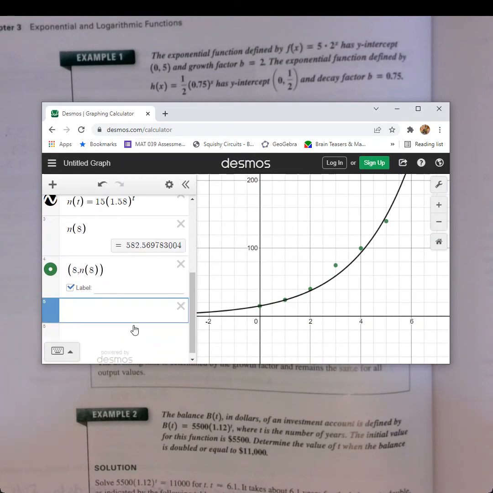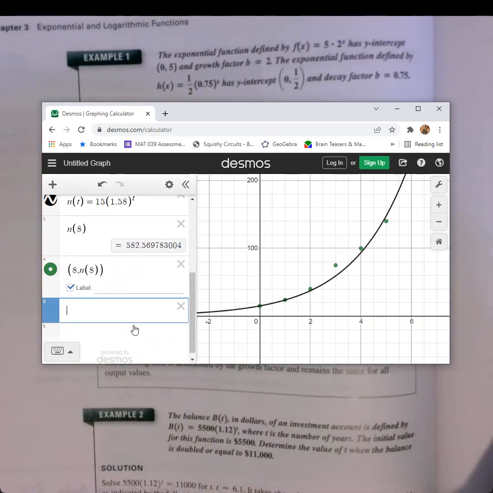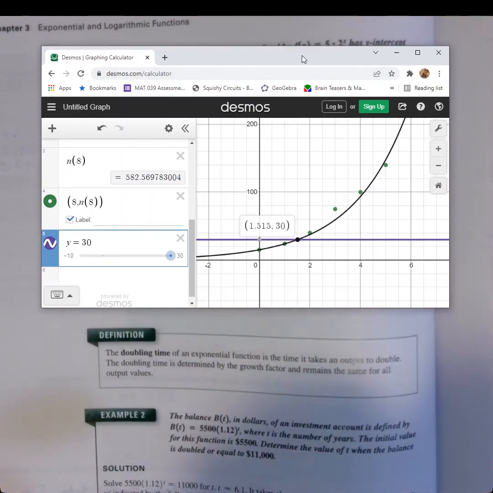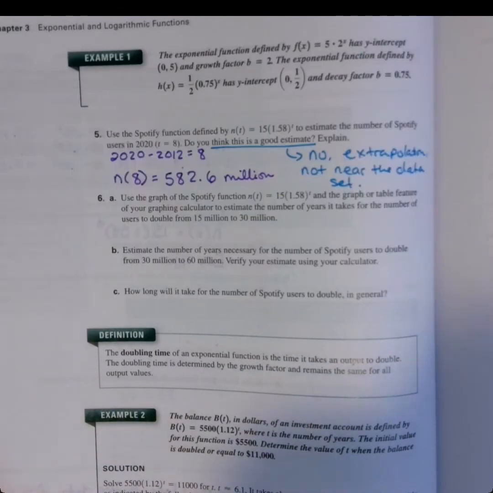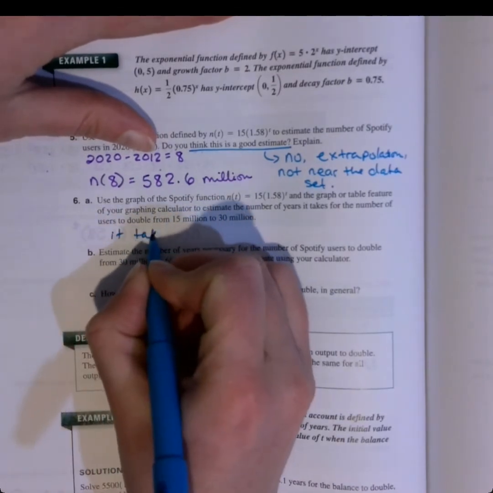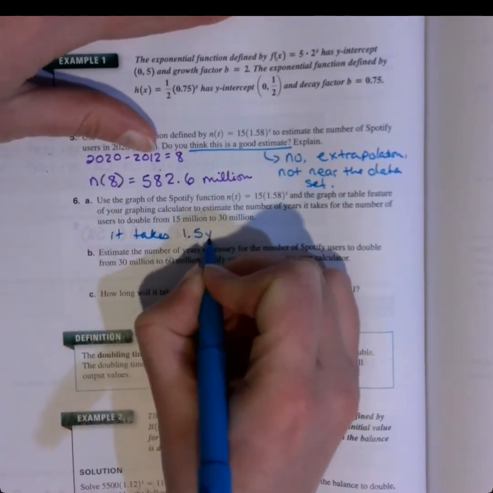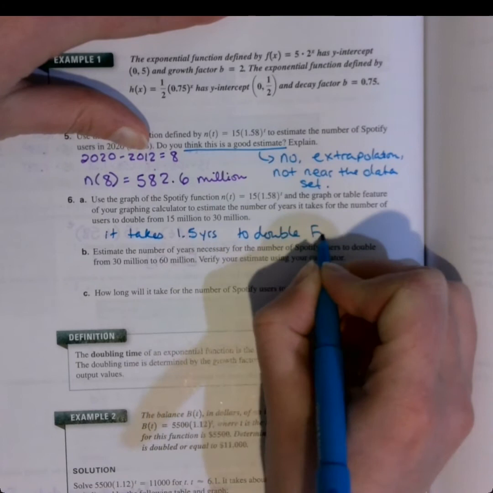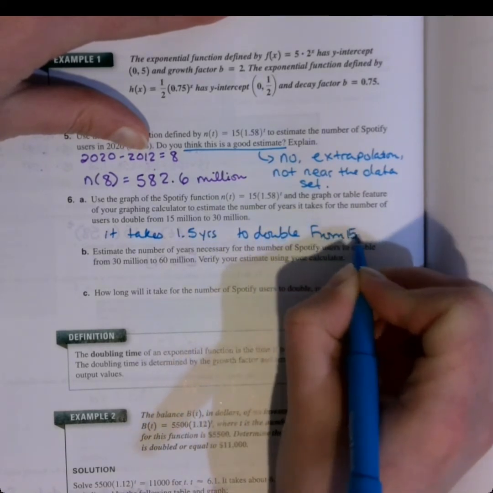I want to find out how long it takes for it to get to 30 million. So 30 million is an output. I'm going to graph y equals 30, and find out where that crosses our function right here. And it crosses at 1.515 years. So it takes 1.5 years for the function to double. Okay, so it takes 1.5 years to double from 15 to 30 million.